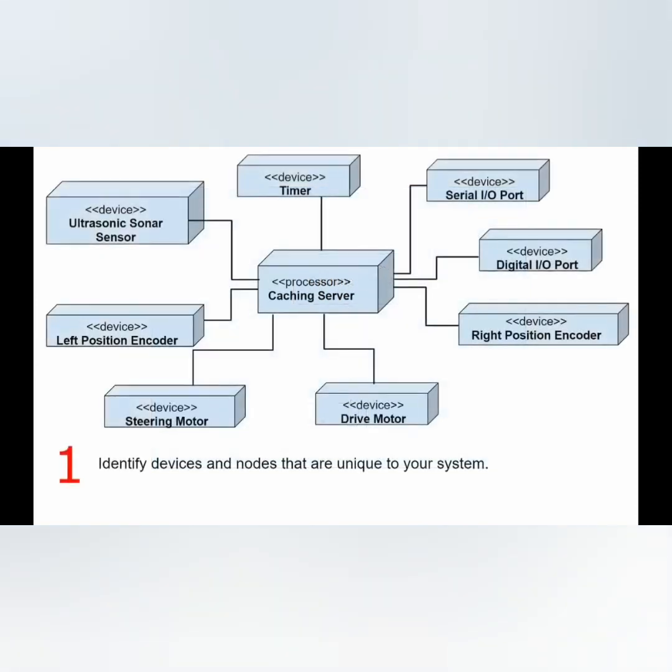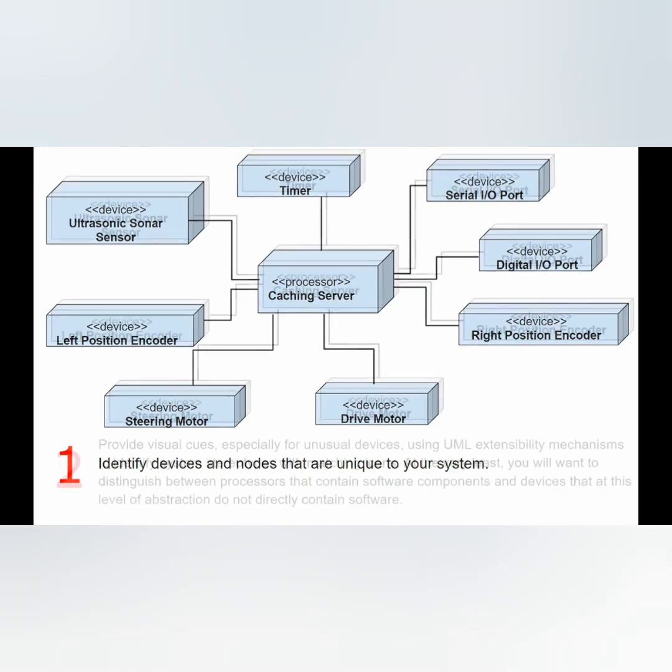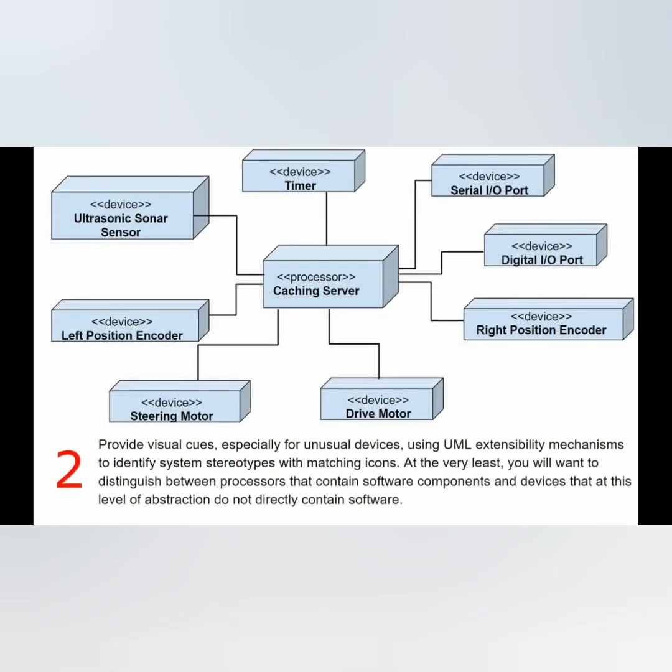These are the steps that are normally taken to model an embedded system. Identify devices and nodes that are unique to your system. Provide visual cues, especially for unusual devices, using UML extensibility mechanisms to identify system stereotypes with matching icons. You will also want to distinguish between processors that contain software components and devices that, at this level of abstraction, do not directly contain software.